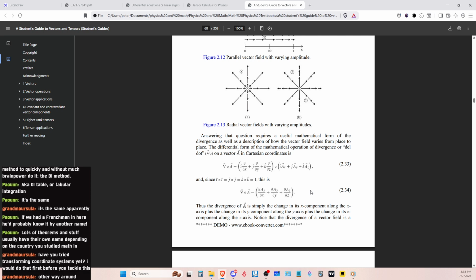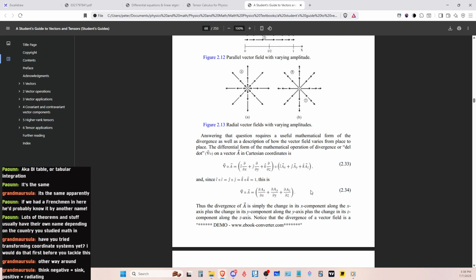It's the other way around? Okay, yeah, I had a feeling, because I always mix those things up. So when it's negative... Think of negative as sink and positive as radiating. Yeah, I was thinking that, and something in my brain told me I was mixing it up. That's why I mix them up a lot, because I'm like, is negative supposed to be sink and positive supposed to be radiating?